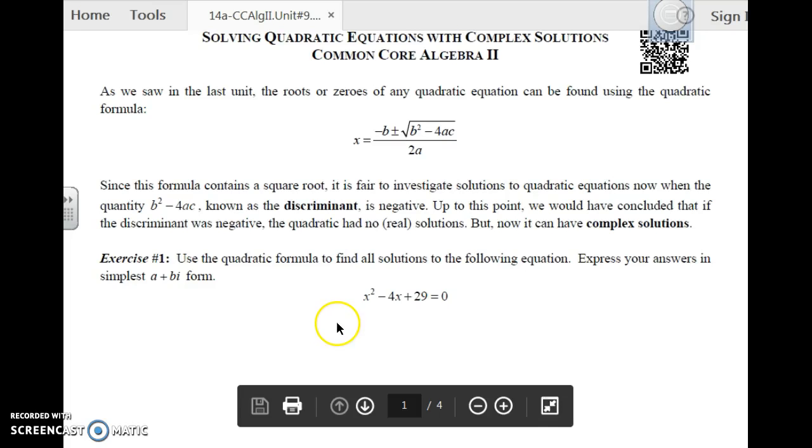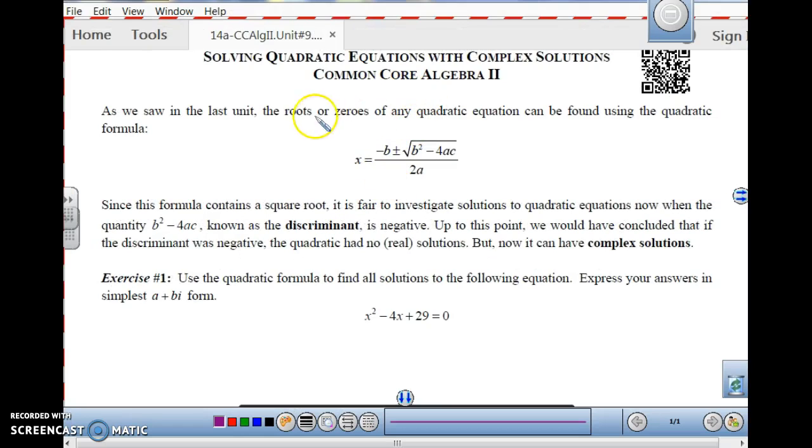This is Algebra 2, Unit 9, Lesson 3 on solving quadratic equations with complex solutions. Now, we just worked on the quadratic equation, and the roots or zeros of any quadratic equation can be found using the quadratic formula. So it's very important that you know this formula, because any root or zero can be found using the quadratic formula.